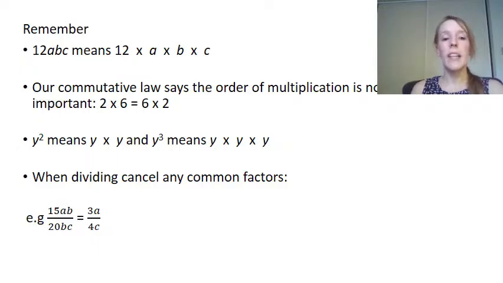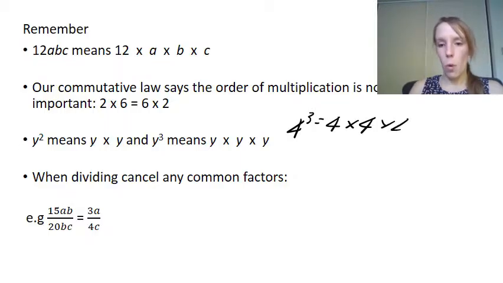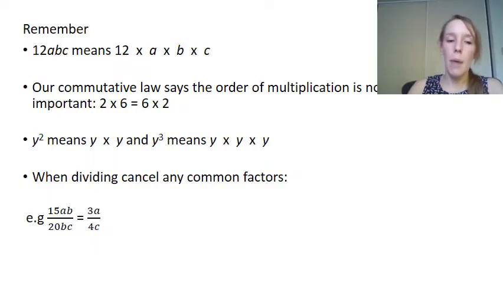Another reminder that y squared means y multiplied by y, or anything squared just means that number multiplied by itself. And y cubed means y times y times y, or any number cubed means that number multiplied by itself. So for instance, 4 cubed means 4 times 4 times 4. So that's just a bit of a reminder there.